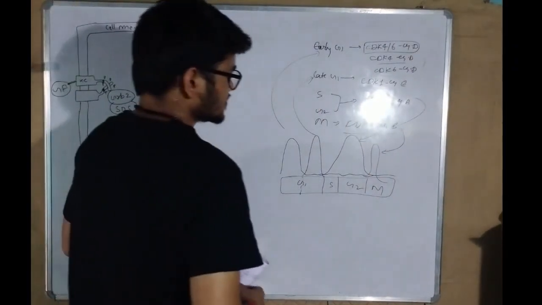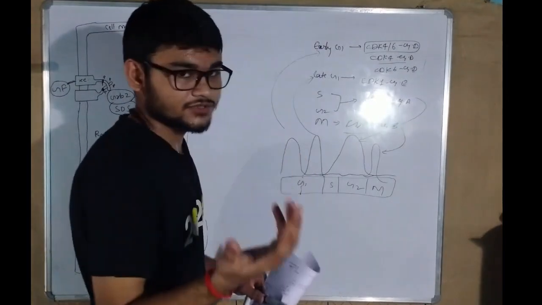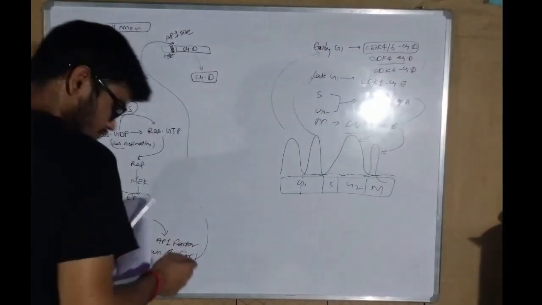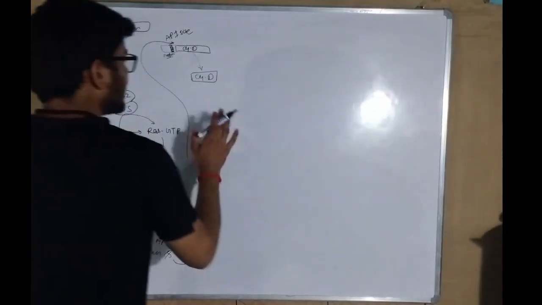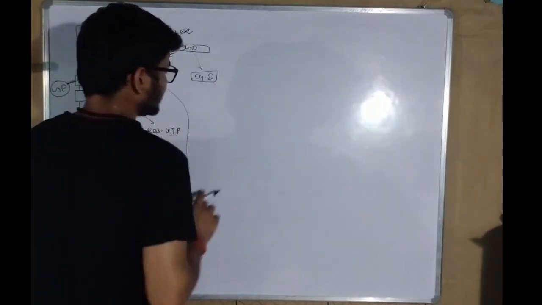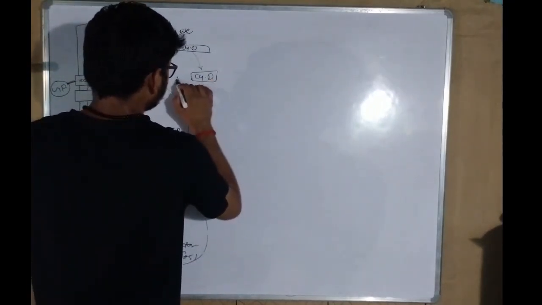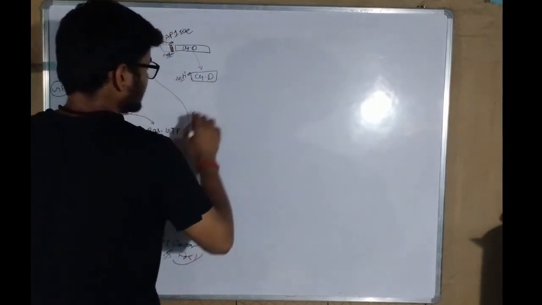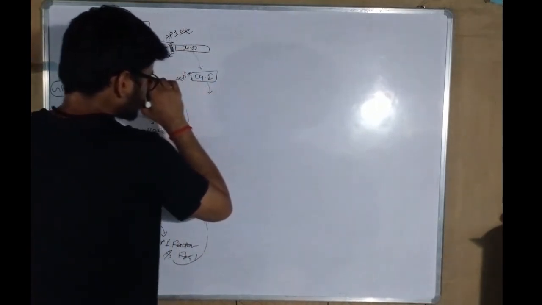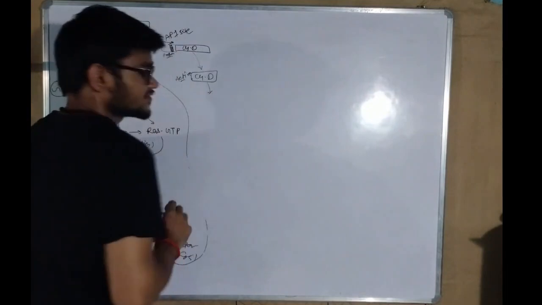So this is just a very simple diagram to understand you in a better way. Okay, so let me erase this one. So now we have our cyclin D. Now this is the active part. Okay, active cyclin D. So this active cyclin D will combine with the CDKs.